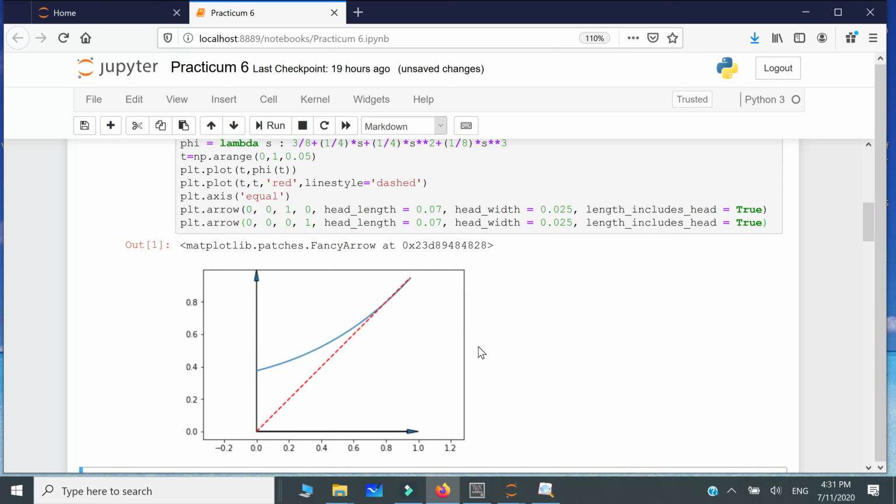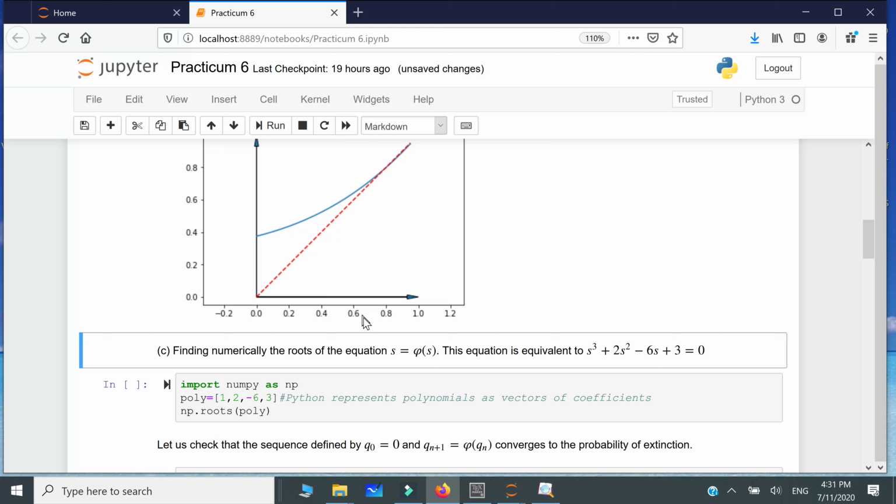And here is our graph. In dashed red, we have the first bisector. And in blue, we have the graph of phi between 0 and 1. So the graph intersects the first bisector always at 1. But here we have another solution, around 0.8, but it's not very clear. So this is the graph.